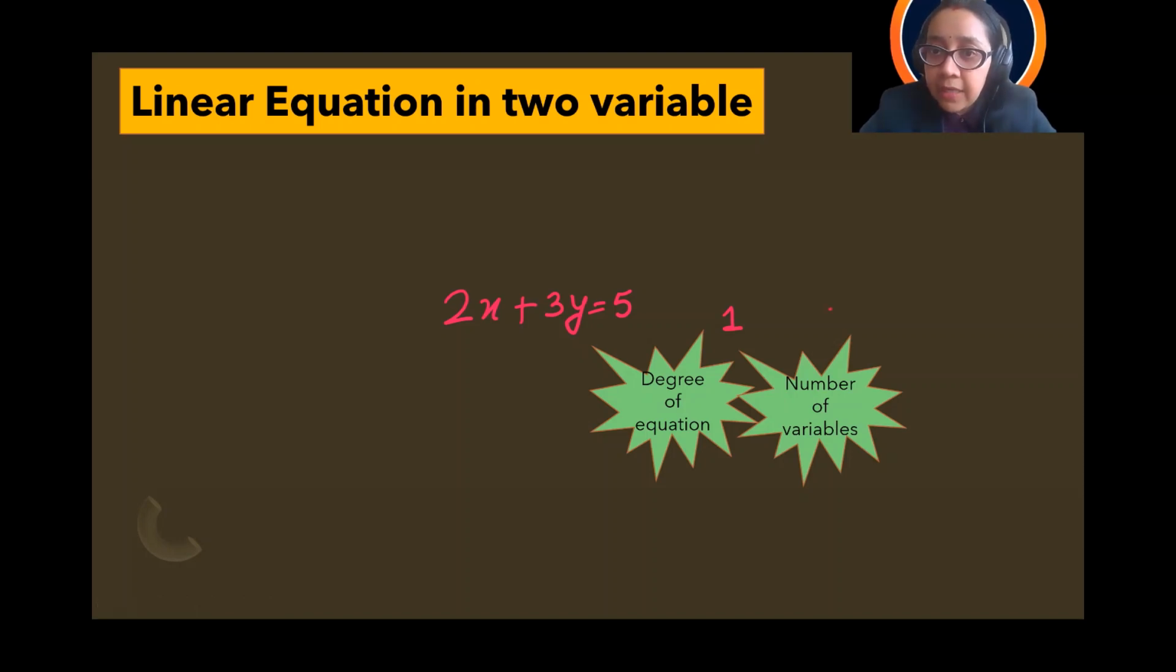And what is the number of variables? It is 2. So whenever there are two variables, and whenever the degree of the equation is 1, it is a linear equation. So the whole name will be linear equation in two variables.